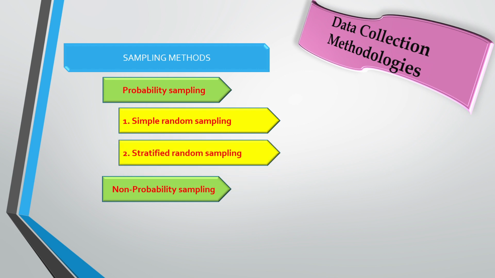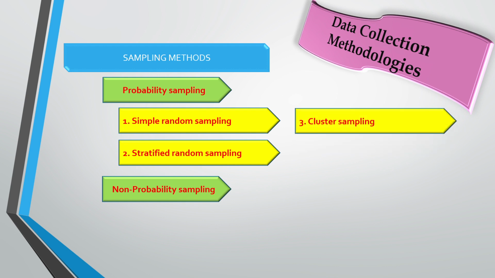Number 2 in probability sampling is stratified random sampling. In the stratified random sampling method, a large population is divided into groups or strata, and members of a sample are chosen randomly from these strata. The various segregated strata should ideally not overlap one another.